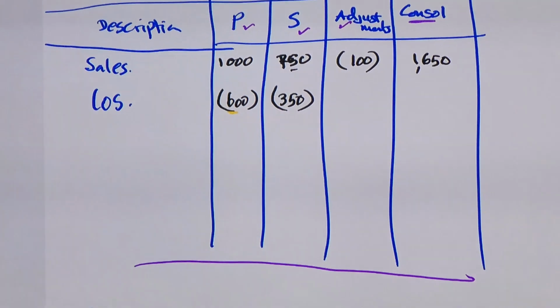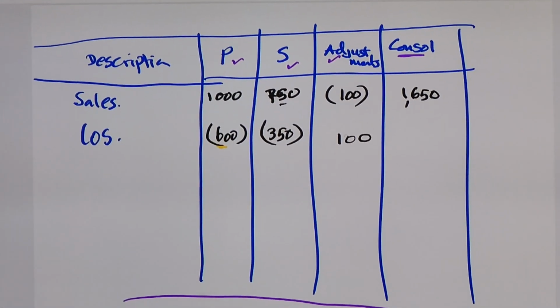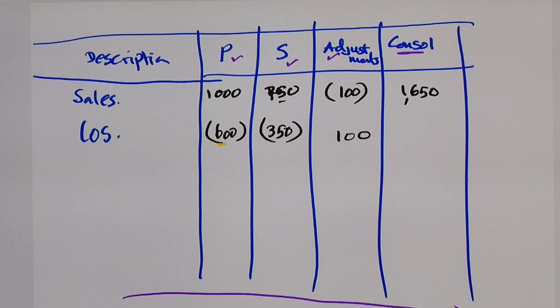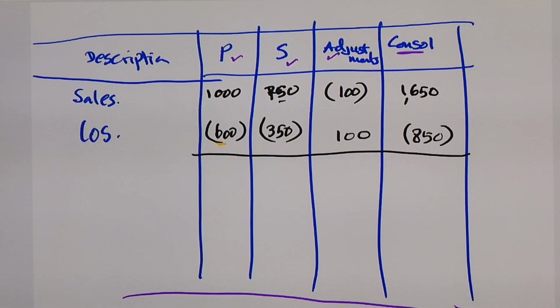But this 100 is purchased from whom? The outside world or from an internal company? Internal company. This is an intercompany transaction. So what I have to do, here we subtract, so I have to add back. So what will be my answer? 600 plus 350, 950, minus 100. This is one important adjustment in the consolidated income statement.